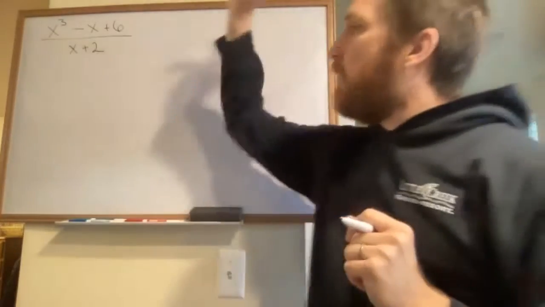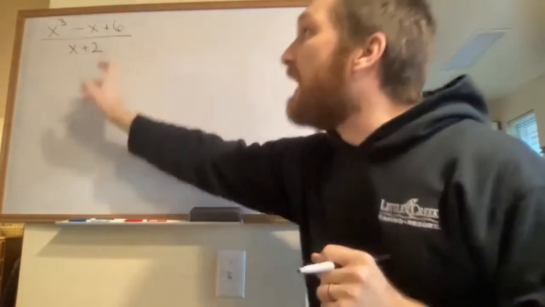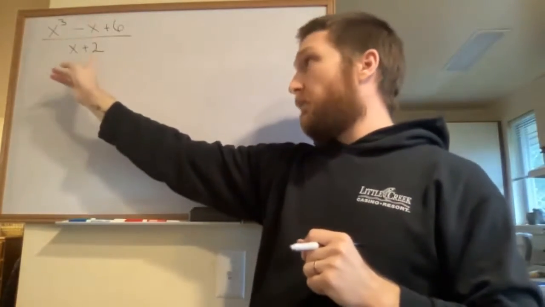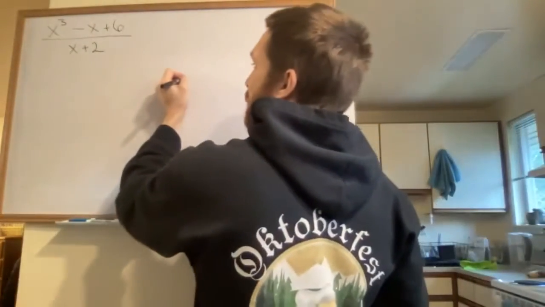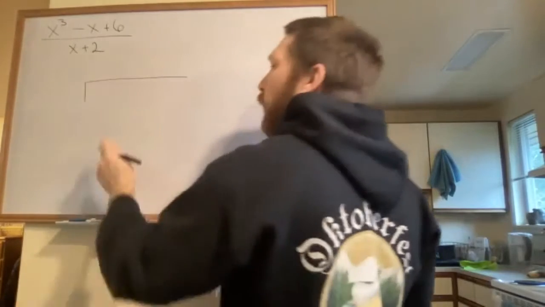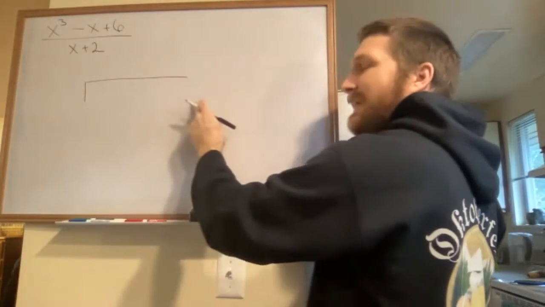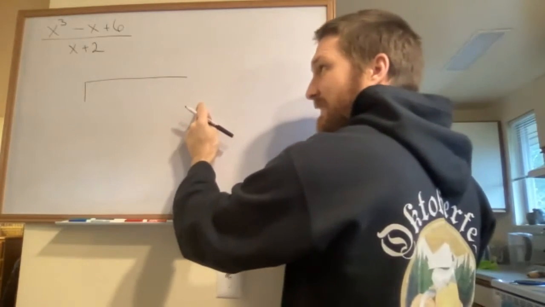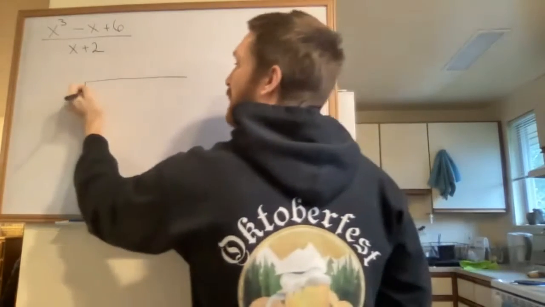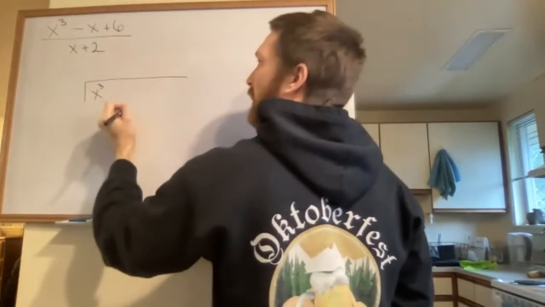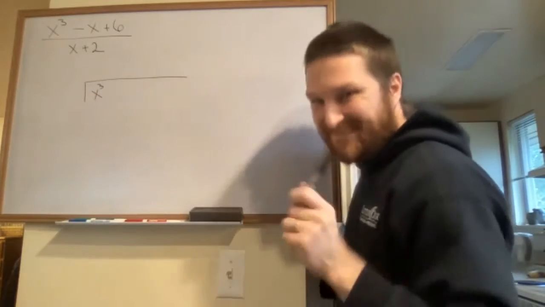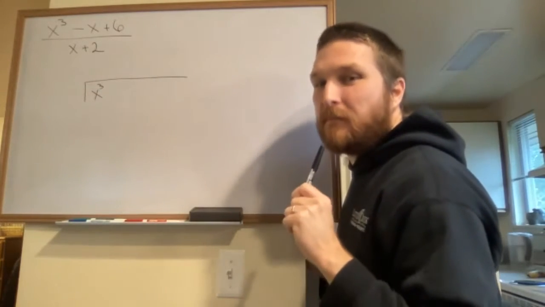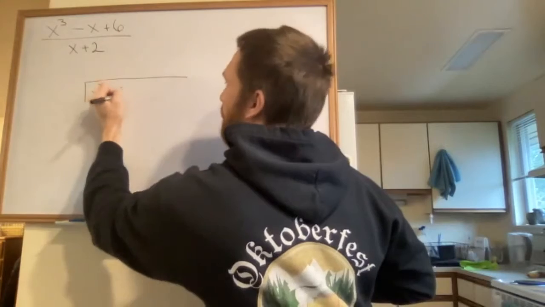Okay, so I have a polynomial with multiple terms divided by a polynomial with multiple terms. So I've got to use my long division thing. And so what do I write under here? You tell me what to write. X to the third minus x plus 6. No? Oh, right. Do the weird thing. Plus 0x squared. There you go.